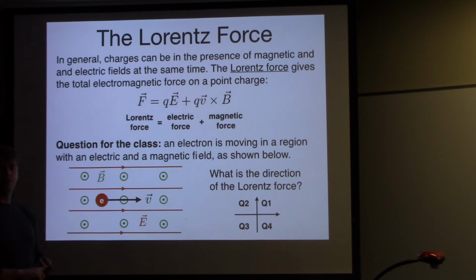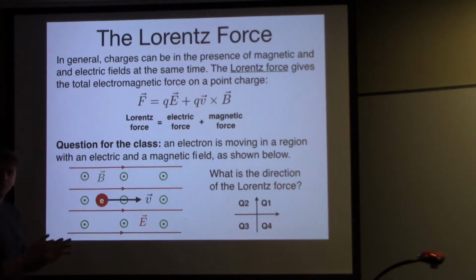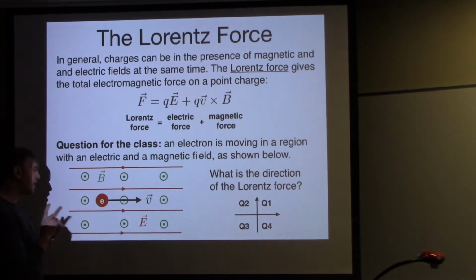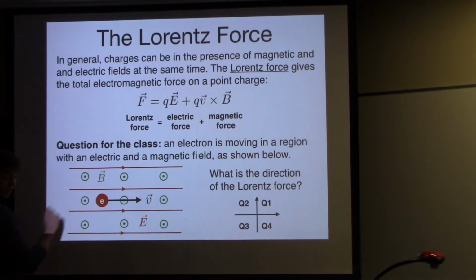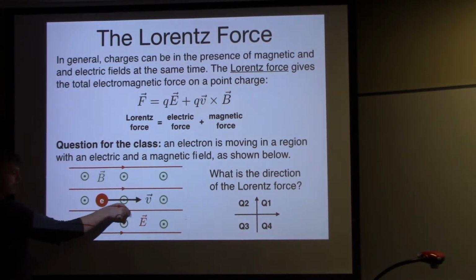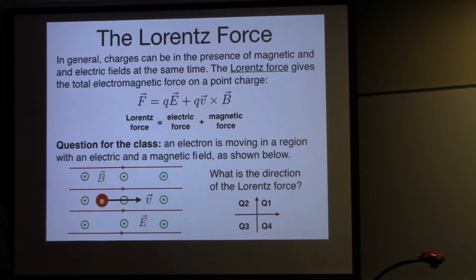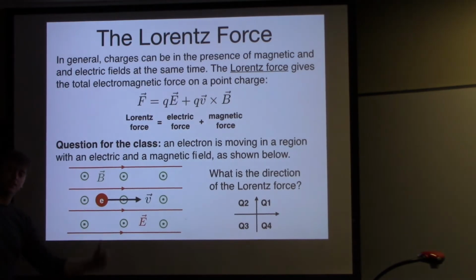First, we have the electric force, which is given by Q times E. Remember how this works. If I have a positive charge, then the force is in the same direction as the E field. If I have a negative charge, then the electric force is in the opposite direction as the E field. Well, in this case, I have a negative charge. An electron is negative, so the electric force that's going to be felt is to the left, against the E field lines.